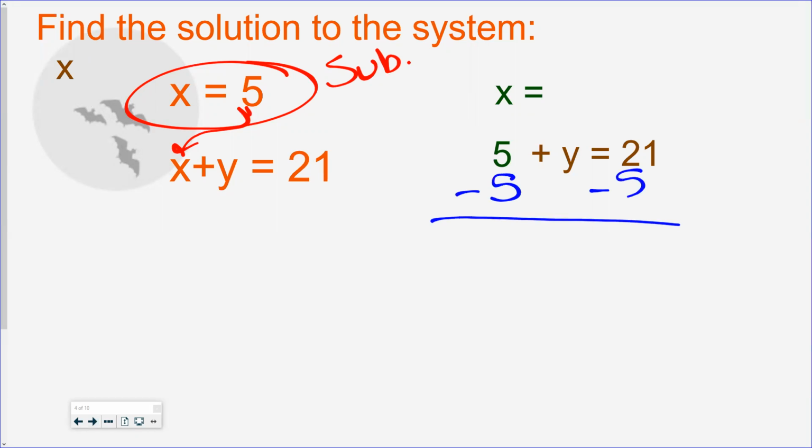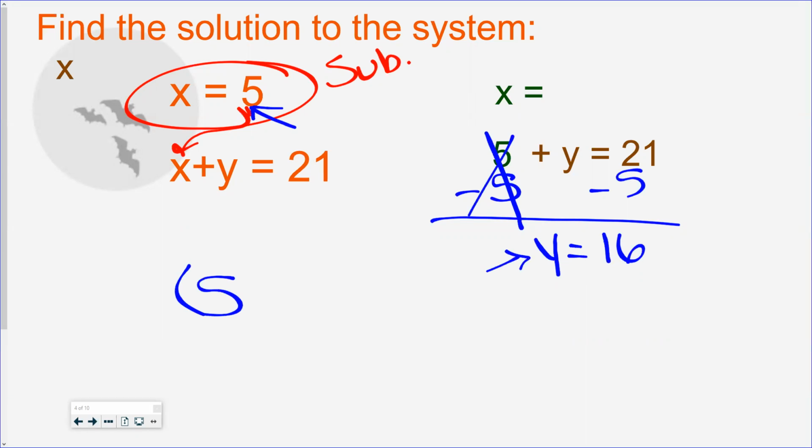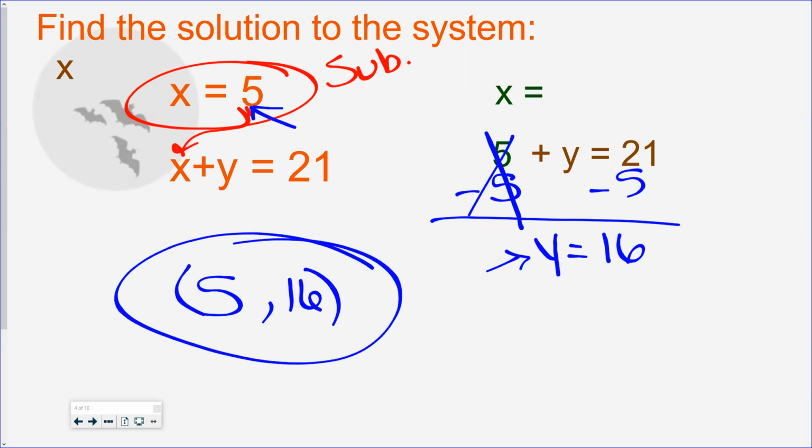Subtract 5 from both sides. My 5's cancel. I get y equals 21 minus 5. Can't do that in your head? Don't be afraid to use your calculator. It's 16. Now, while that is my y, whenever they tell us to find the solution, they're still asking us to get a coordinate. So our coordinate is going to be 5, because that was my x at the very beginning, right here. And then my y of 16, and that's my answer. So that's how you do substitution.